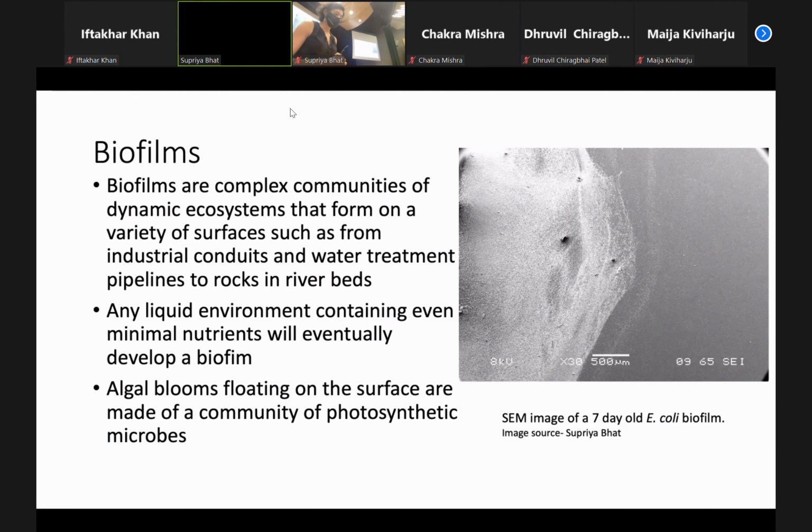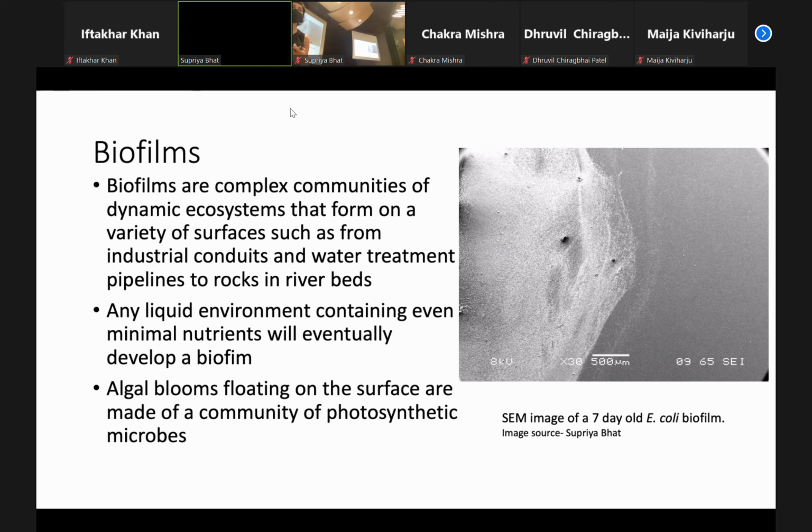Okay, so let's talk about biofilms. I kind of talked about biofilms in the past, just mentioned it a few times, because they're really interesting features exhibited by bacteria and by fungi, by algae, all kinds of microbes. So biofilms are complex communities of dynamic ecosystems. So in nature, there are biofilms everywhere, pretty much.